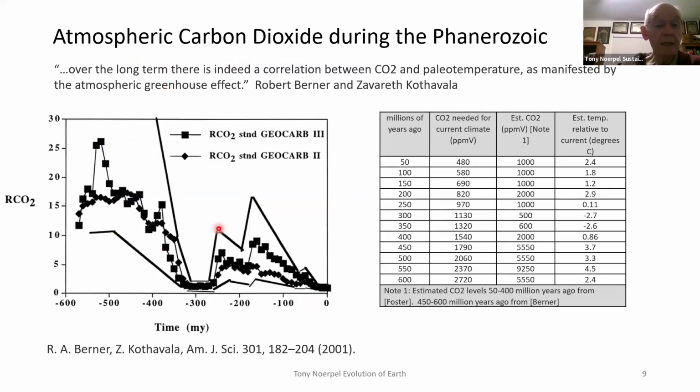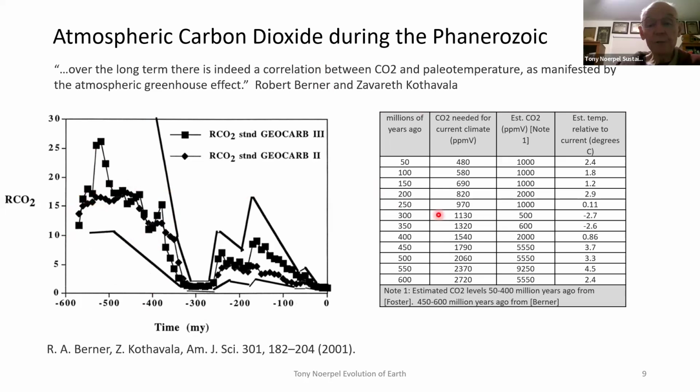So we covered that. This is shown by global warming deniers, including the alpha deniers. They copy it from a paper that concluded, "over the long term, there is indeed a correlation between CO2 and paleo temperature as manifest in the atmospheric greenhouse effect." That's the conclusion of a paper that these guys show. They never obviously read the conclusion, and they just claim, see, carbon dioxide was higher in the past, and it didn't cause a runaway climate or anything like that.